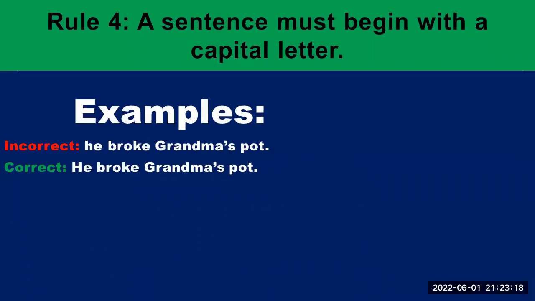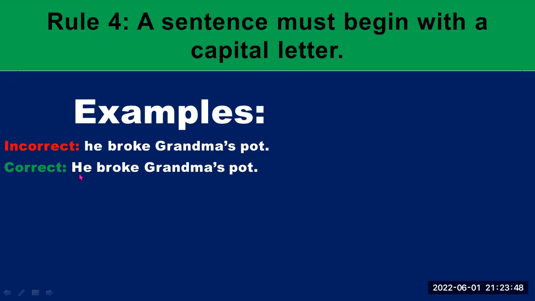Now, rule number 4, a sentence must begin with a capital letter. Of course, when you begin a sentence without a capital letter or with a small letter, you break the rule of grammar. For example, it is incorrect when you write he with a small letter to begin the sentence, he broke grandma's pot. So it is incorrect.